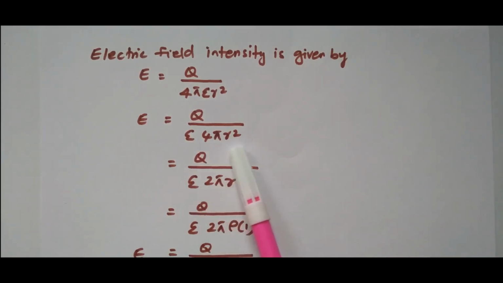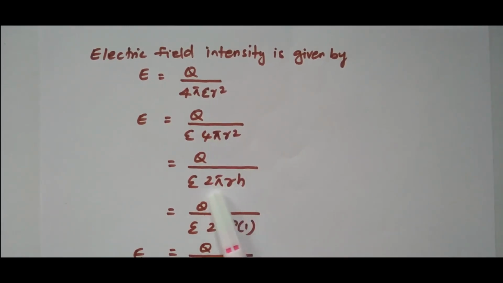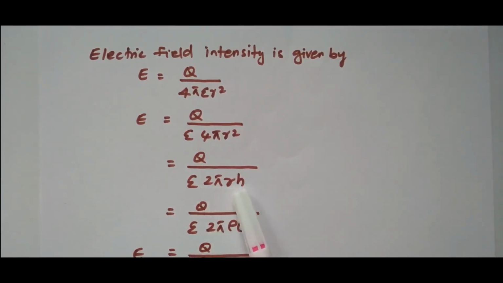What is this 4 pi r square? This is nothing but the area of a sphere. Normally, all the charges we assumed in a spherical form, sphere, 4 pi r square. But here we are going to find the cylindrical capacitor. We assume that the charges are available in the cylindrical capacitor, so the area of the sphere is replaced by the area of the cylinder, 2 pi r h. Area of the cylinder is 2 pi r h, right?